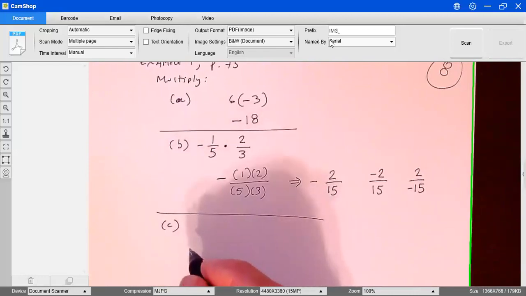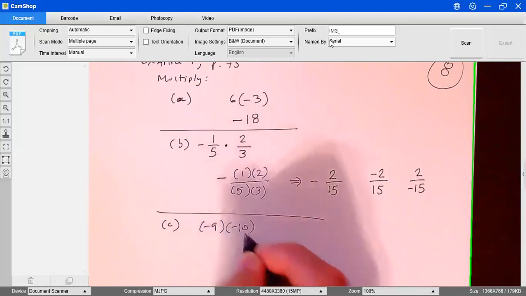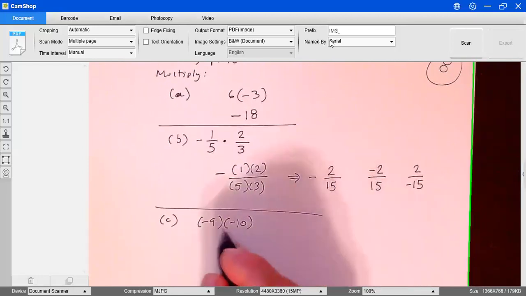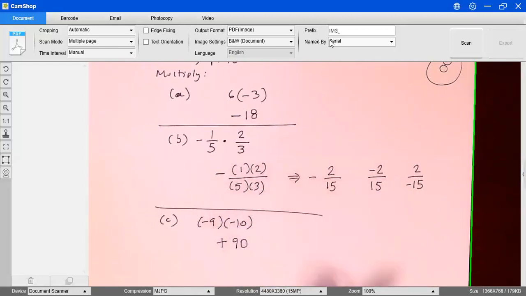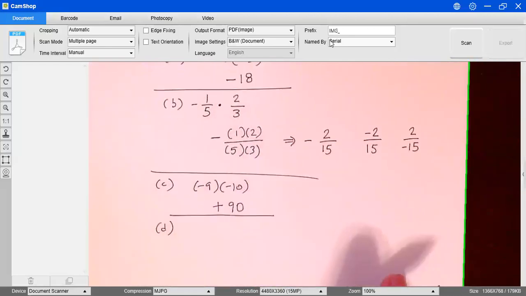Now part C, you have -9 multiplying -10. So here, negative times negative is going to be positive. 9 times 10 is going to be 90. Then we have another case.